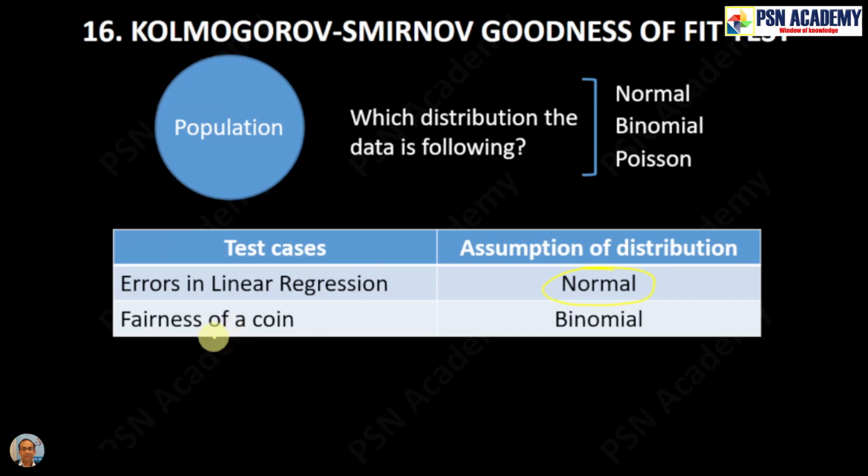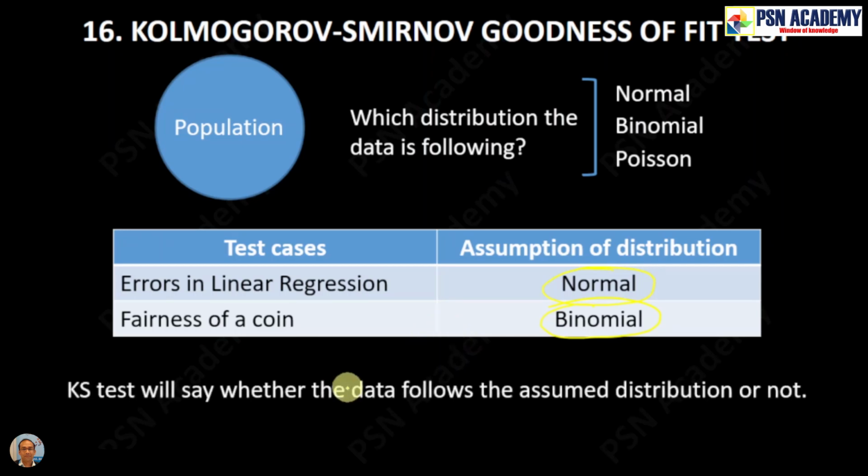We go for fairness of a coin. The coin has two possible outcomes, head and tail. If the coin is fair, the probability of head and tail will be very near to each other, right? So for that, we assume that the distribution is following a binomial, right? So these are the assumptions regarding the data we have. Now, before proceeding further, a test is needed whether our assumption regarding the type of the distribution is correct or not. kstest will say whether the data follows the assumed distribution or not.